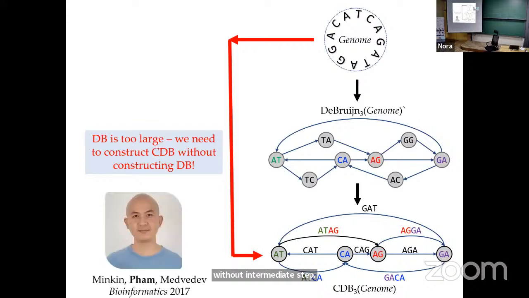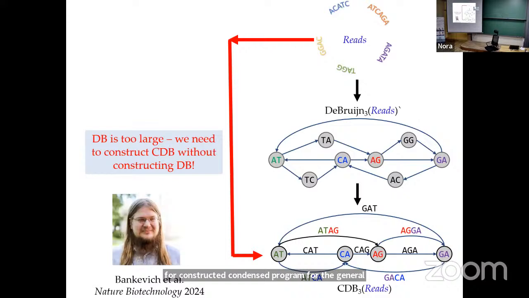That's actually not easy, but this problem was solved 7 years ago, in this paper. And we will discuss today the ideas from this paper. But that's not all. This problem was solved for the genome, for constructing the condensed de Bruijn graph for the genome. Constructing a condensed de Bruijn graph for reads is more difficult, but we'll also solve it today. Okay? This is the goal, but it will be a long journey.